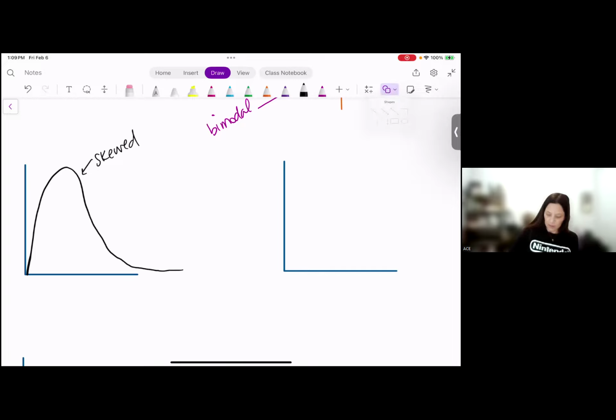Because notice, if I was to draw a line straight down the middle, the left-hand side and the right-hand side are not mirror images of each other. The left-hand side has much more data than the right-hand side does. But when we say skewed, are we skewed positive or negative? I don't like to say positive or negative. I typically will say skewed right or left. Your teacher might teach you differently.